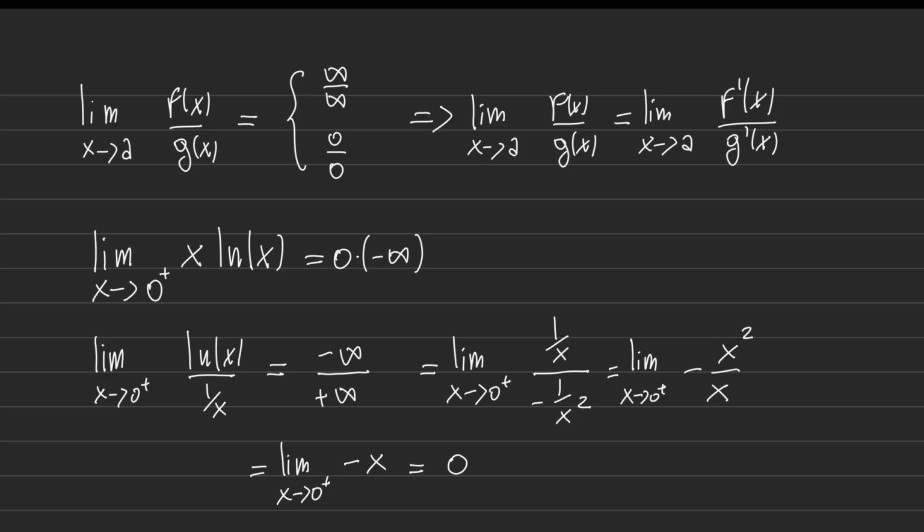So now we know that the limit as x goes to 0 plus of x ln of x is equal to 0. And what we have to do is just recognize that this form can actually be written in a way where we can apply L'Hopital's rule.